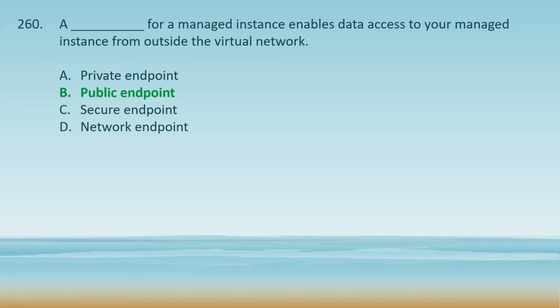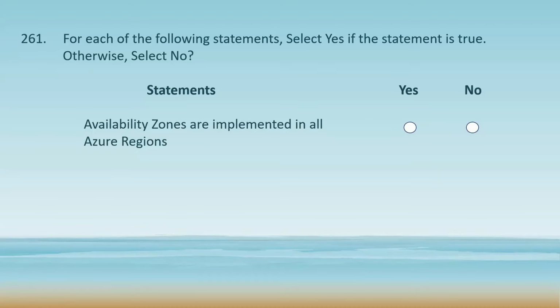Option C, secure endpoint could be a term used in various contexts. It's not a standard Azure term specifically related to managed instance. So just a distractor here. Similarly, network endpoint is also a distractor here. This term is not commonly used in the context of Azure managed instances. It may refer to different networking concepts, but it's not specific to enabling data access to a managed instance from outside the virtual network.